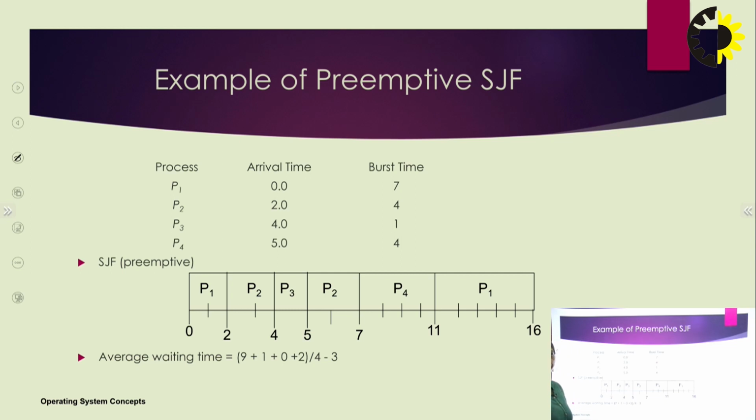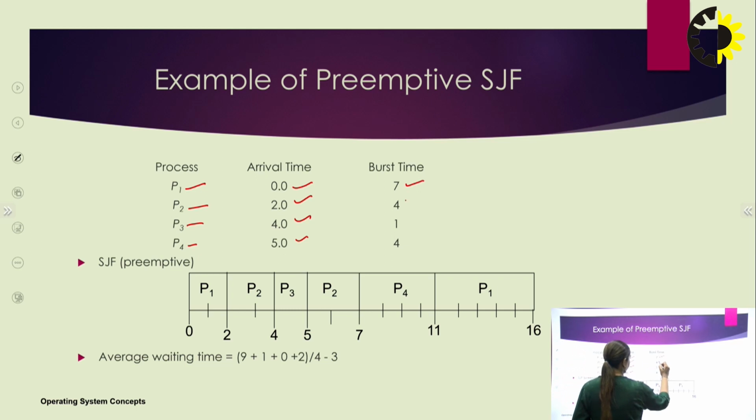Now we start with preemptive shortest job first, or SRTF, shortest remaining time first. Now you see the scenario. There are 4 processes, P1, P2, P3 and P4. Arrival times are 0, 2, 4 and 5.